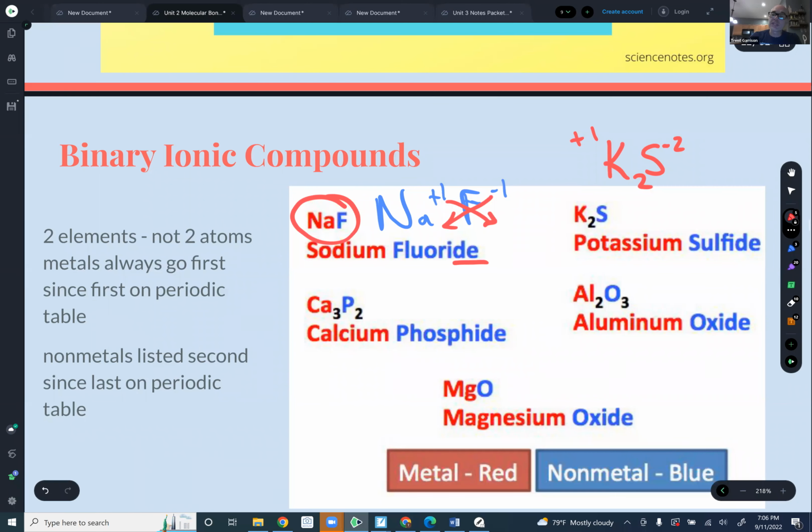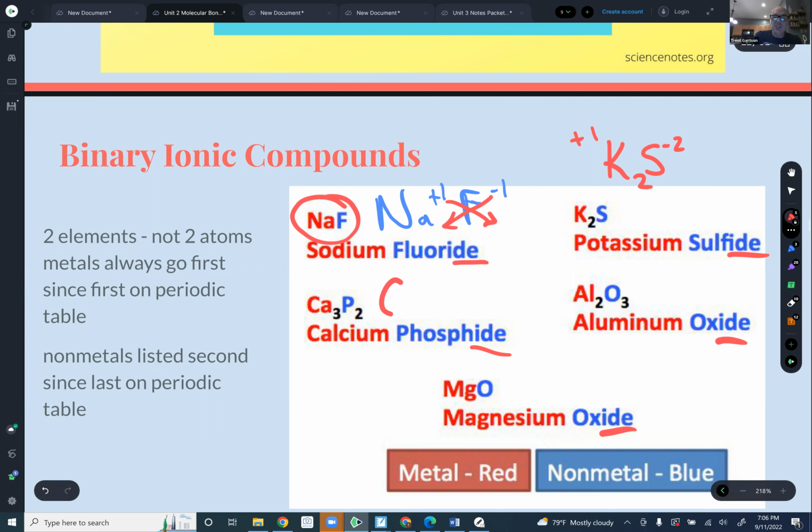Now, the names of both of these, what you should notice is the only part that changes, the suffix, is the -ide. The metal element at the beginning doesn't change its name. On any of these examples, the only part that changes is the suffix -ide.